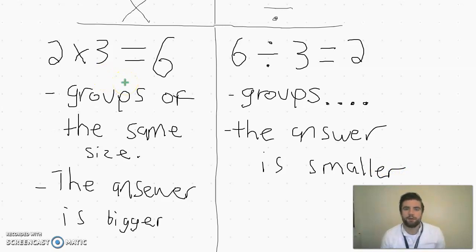So basically what we're doing with multiplication is we're taking groups of the same size and combining them all together. We're collecting groups, and we're creating one big pile of things. Division is the opposite of that. We're taking one big pile of things, and we're distributing them or dividing them into different groups of the same size. So now let's take a look at some word problems so we can decide whether to use multiplication on them or division.